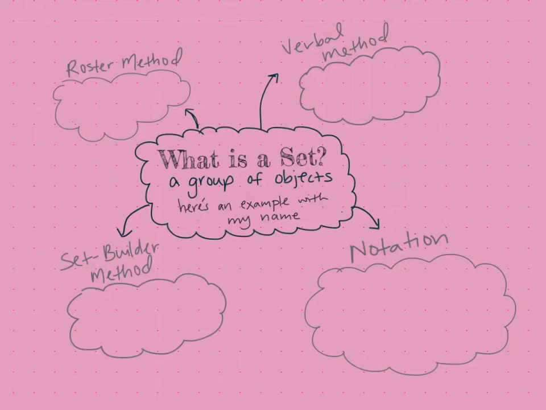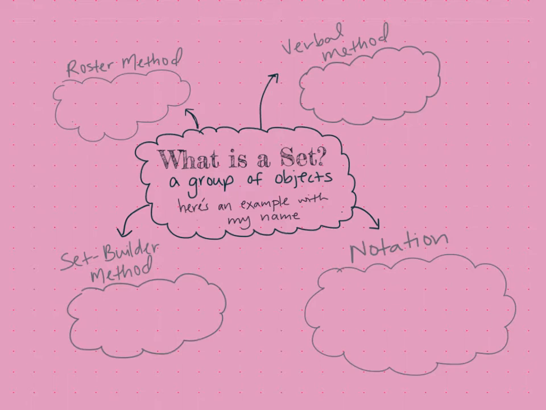So my name is Laura, L-A-U-R-A, and so I'm going to use that as an example for defining our set in a few different ways. So we're going to define our set using the roster, verbal, and set builder methods, and then I'm going to talk a little bit about notation, which just means a way of writing things.